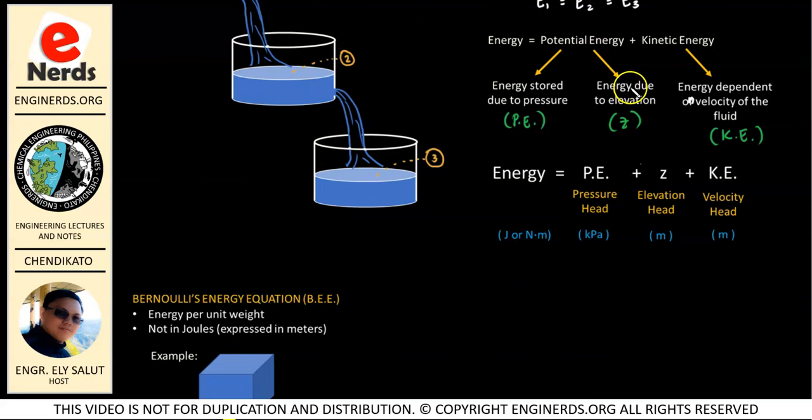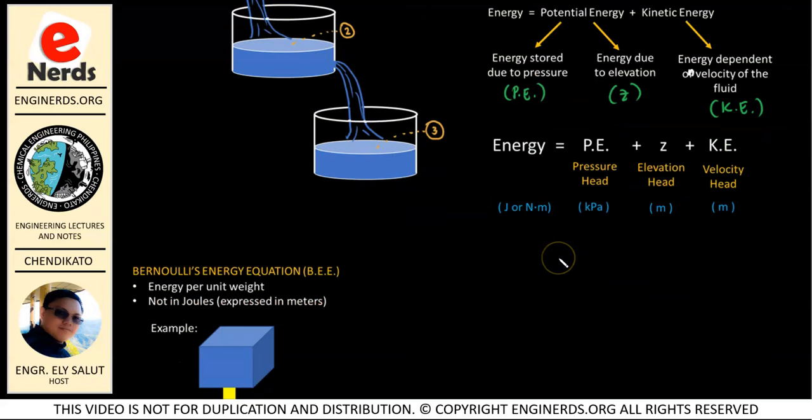And then the energy due to elevation is what we call the elevation head. And the kinetic energy, which is the energy dependent on the velocity of the fluid, is what we call the velocity head. Now, we are talking about head. If you will watch again our previous video about energy and head, you will understand that we are representing energy using a unit of meters, di ba? So how can that happen, no?